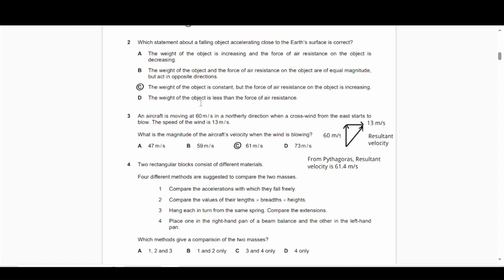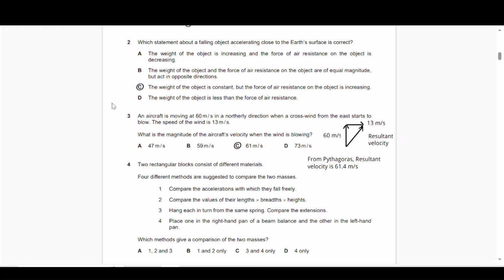And the last one is the weight of the object is less than the force of air resistance, which can't be true because then the object would be decelerating. It wouldn't be falling towards the Earth, rather it would be getting blown away from the Earth, which doesn't happen unless the person's got a parachute, but they're talking about free fall, right? So C is the correct answer here.